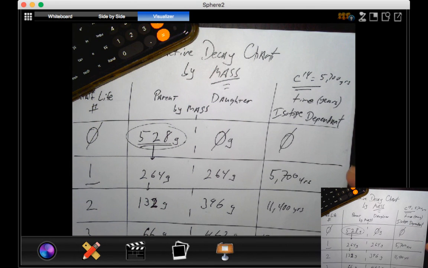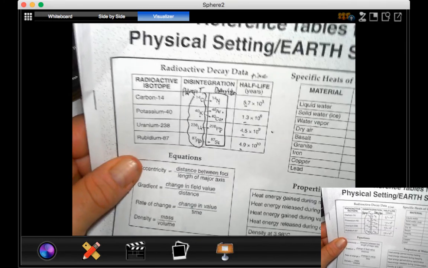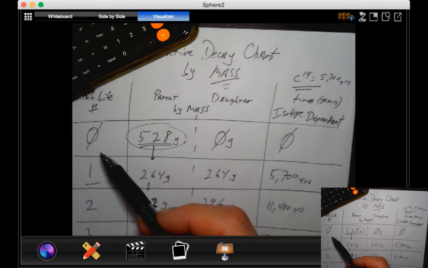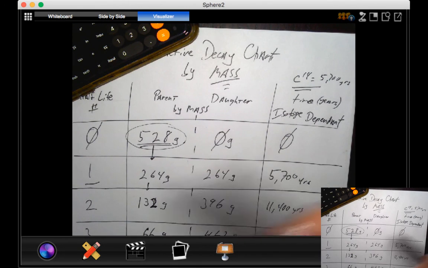If you would use rubidium, right? If we're using rubidium, we're talking 49 billion times the half-life number, right? So 0 times 49 billion is 0. 1 times 49 billion would be 49 billion.